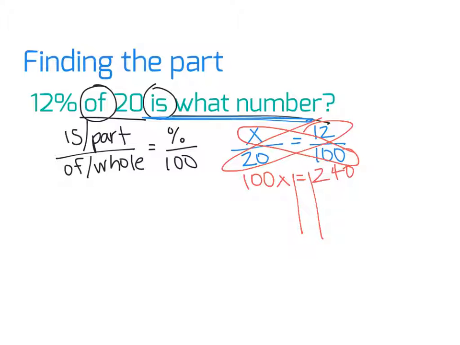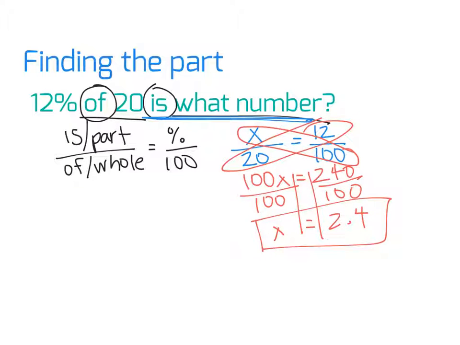From here, to get x by itself, I'm going to divide both sides by 100. And then x would equal 2 4/10. Another possible way you could think about this is that 100 divided by 5 equals 20. So you could have done 12 divided by 5.